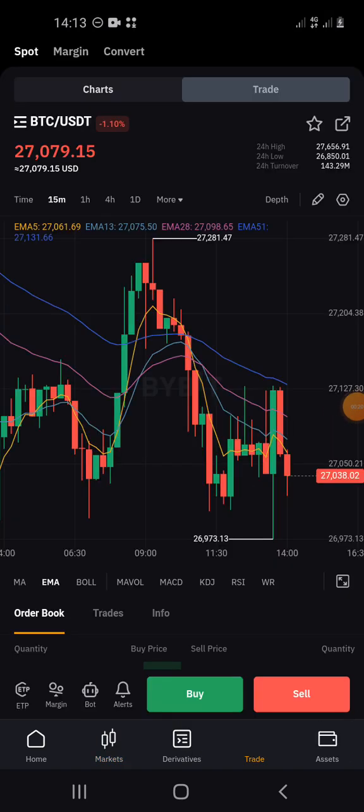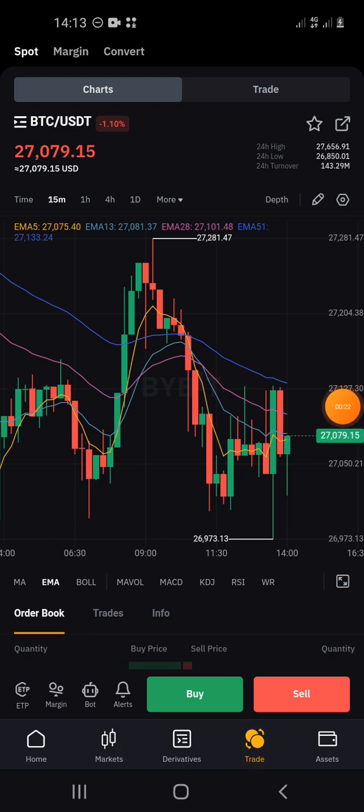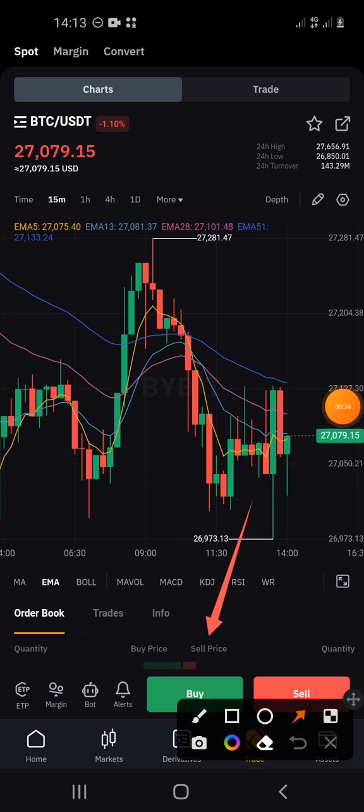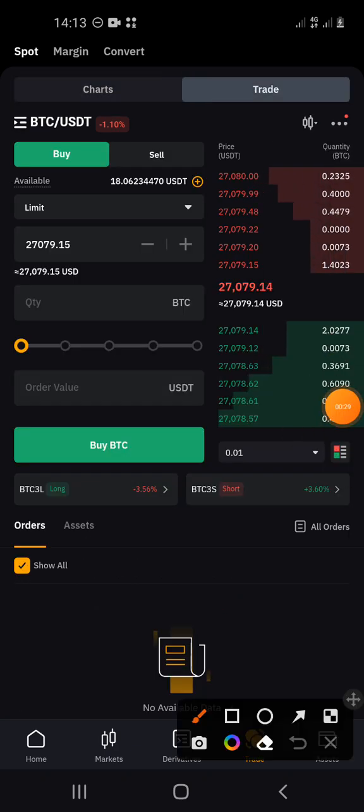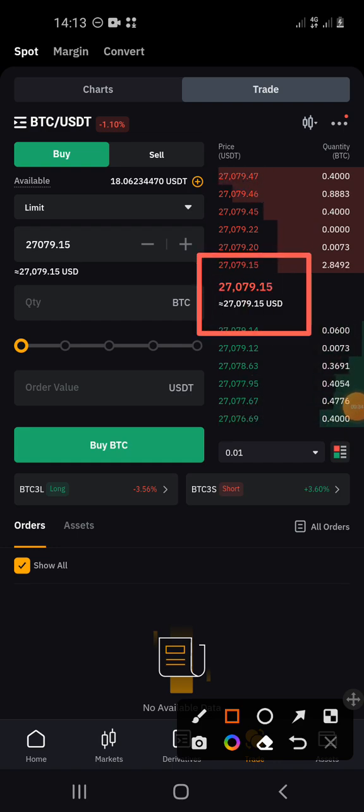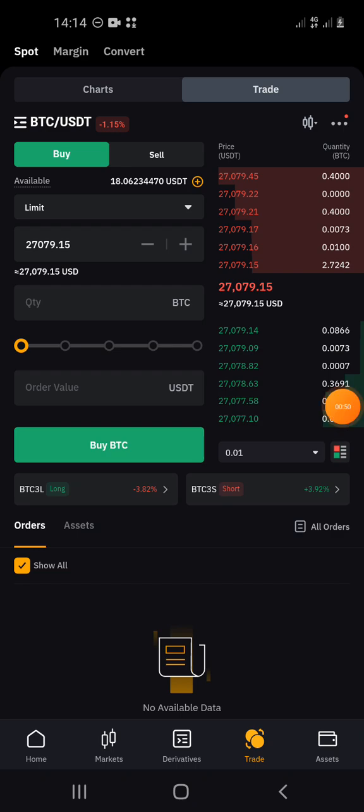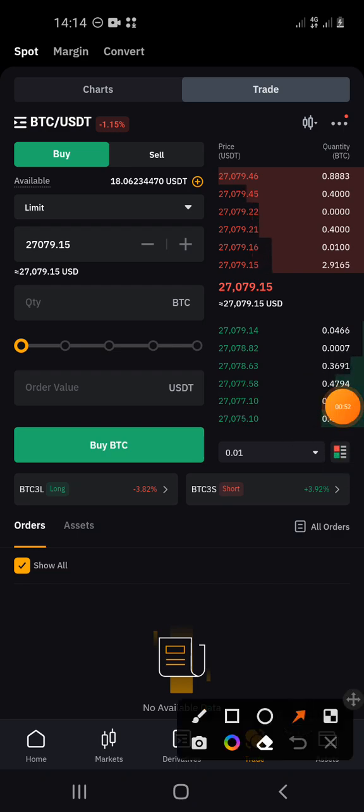So let's say you want to trade Bitcoin and you want to buy Bitcoin or sell Bitcoin. So let's click on buy if you want to buy Bitcoin. Now you can see the price of Bitcoin as at the time you are going to be buying. The price of Bitcoin is $27,079. Now let's say you want to buy Bitcoin at a lower price than this. You want to buy Bitcoin at, let's say, $26,500 or $26,000. And anytime Bitcoin comes down to that price, it should buy for you.